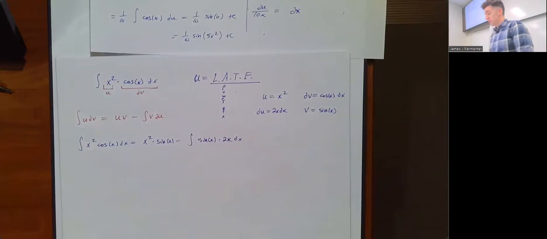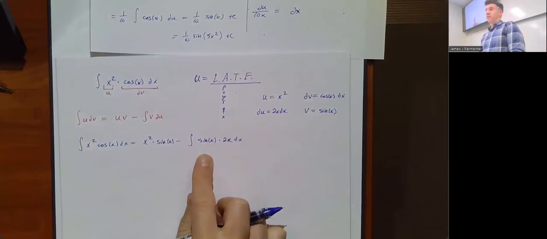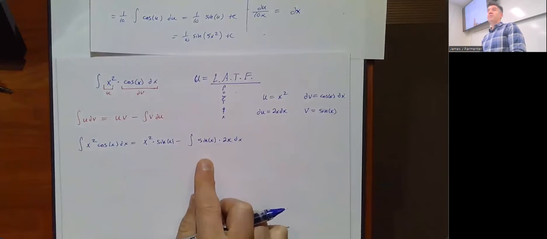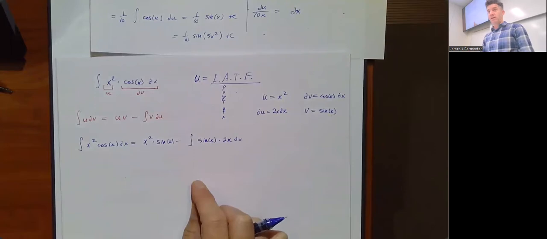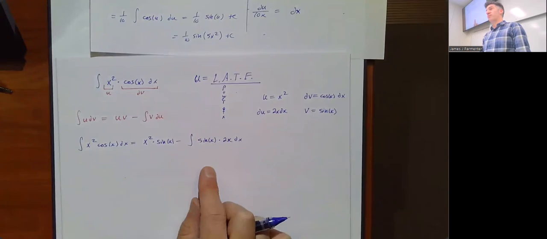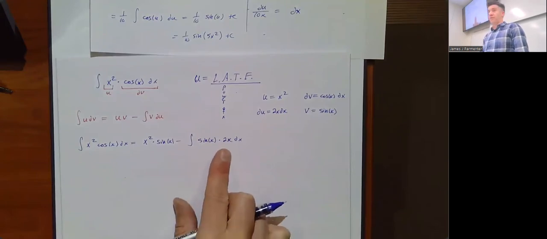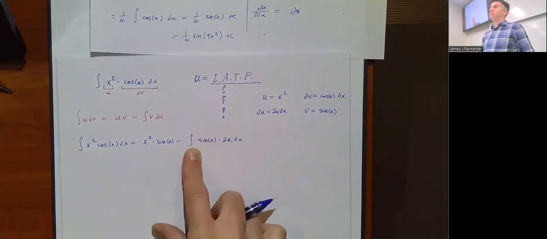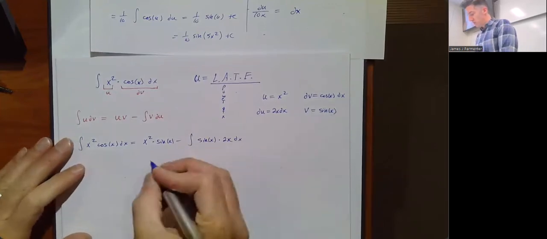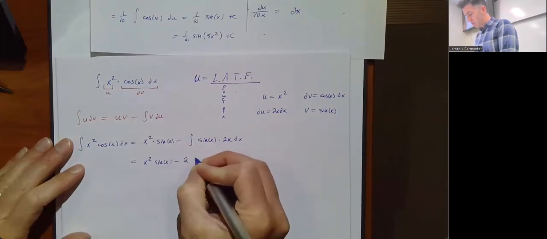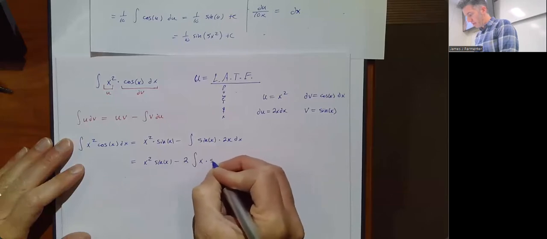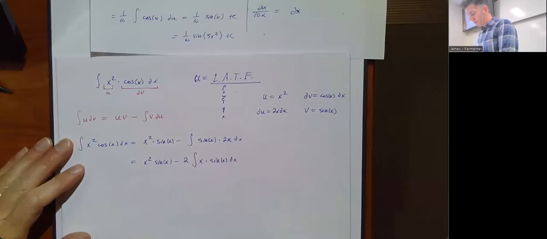Now, we've got a new integral to deal with. And although the integral does get easier typically if you're making the right choices for integration by parts, that doesn't mean it's always going to be straightforward. In this case, we have to do integration by parts again. So I typically would prefer to make the choice of factoring out this 2 in front of the integral. Some people don't like to do that, but I would certainly choose to say that this is equal to x squared sine of x minus 2 times the integral of x times sine of x dx.